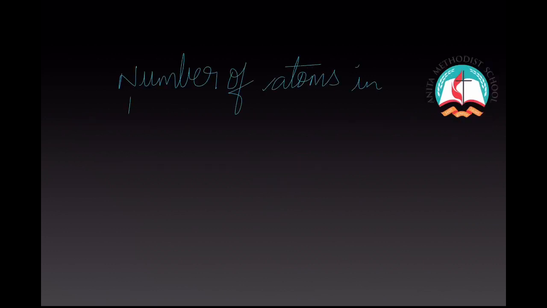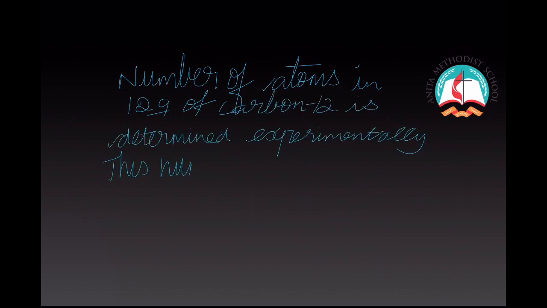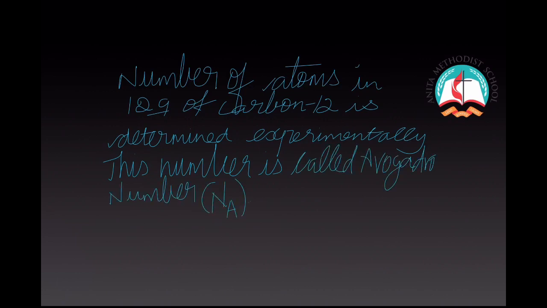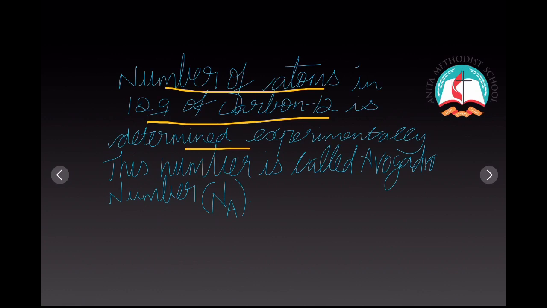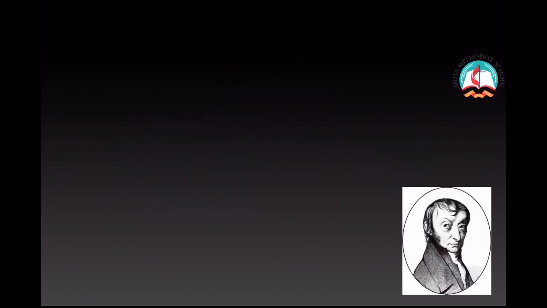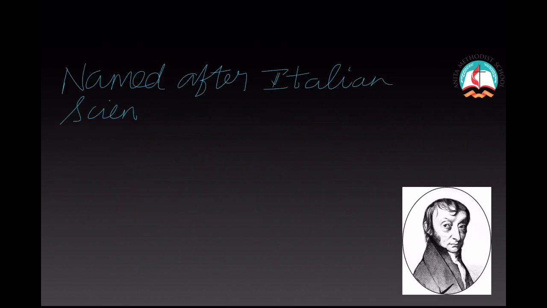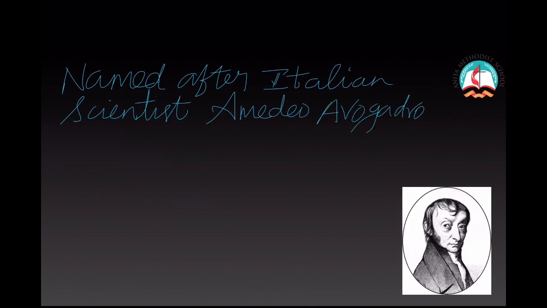Next, the number of atoms in 12 gram of carbon 12 is already determined experimentally. That number is called Avogadro number. In short, we used to call it as Na. Number of atoms in 12 gram of carbon 12. This is already determined experimentally, and that number is called Avogadro number, which is named after an Italian scientist, Amedeo Avogadro.